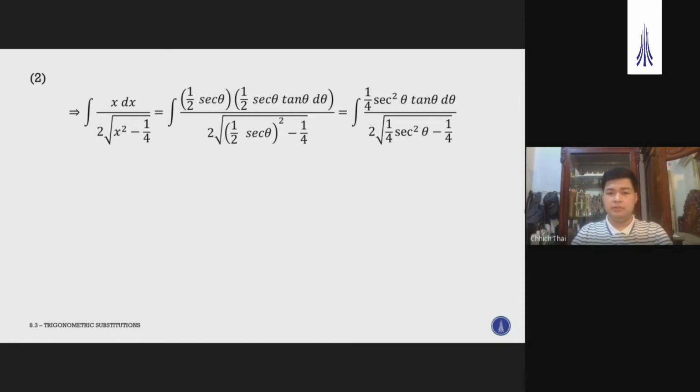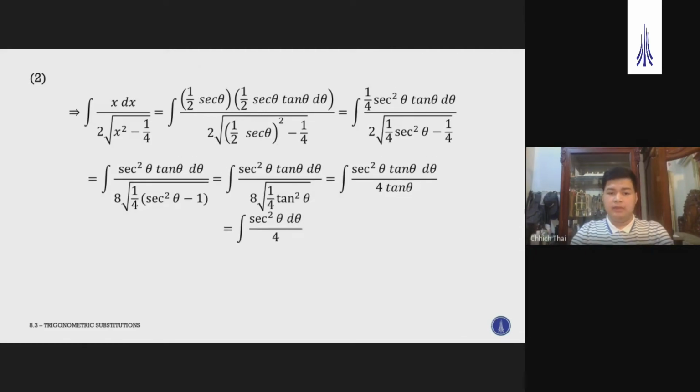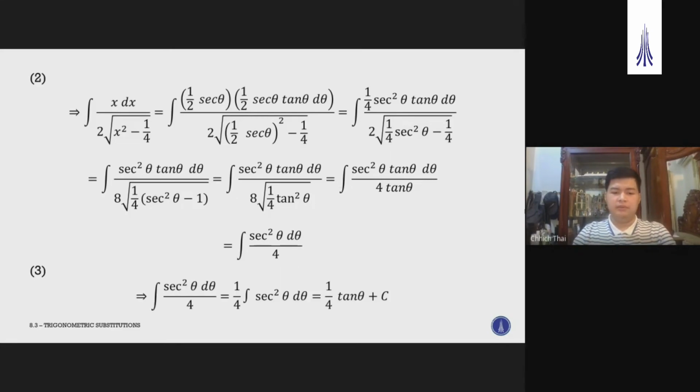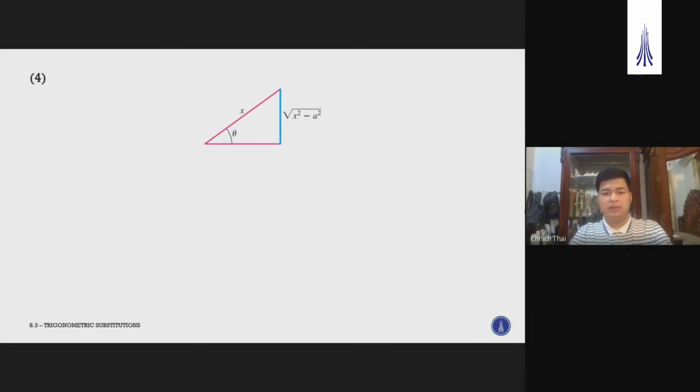Then we substitute those trigonometric functions and the differential into our equation, and then we simplify it down. We got secant squared theta over 4. Then we solve the integral, which gives 1 over 2 tangent theta plus c. Then we need to reverse it back into the original variable x. So we need to draw the right triangle again.